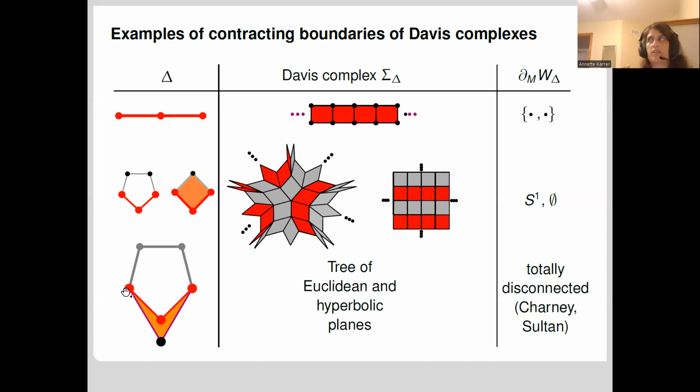And we can now also understand what the Davis complex looks like. The Davis complex will have a lot of copies of this graph and a lot of copies of this graph, which correspond to this 5 cycle and to this 4 cycle. And they are glued along these red strips. So we get here a tree of Euclidean and hyperbolic planes. Now what happens here is that these glued Euclidean planes destroy the circles we got from the 5 cycle in the Morse boundary.